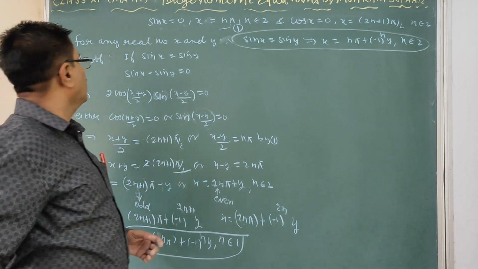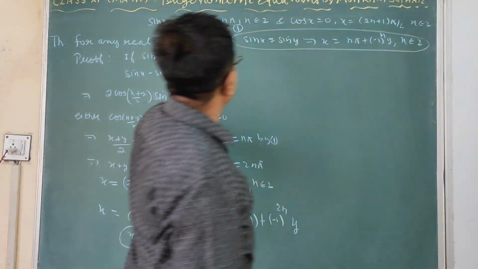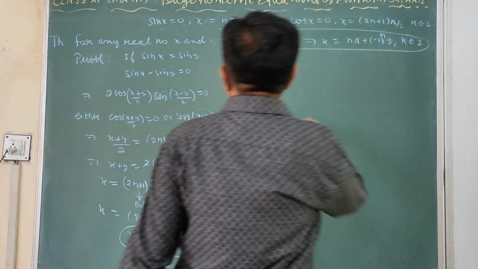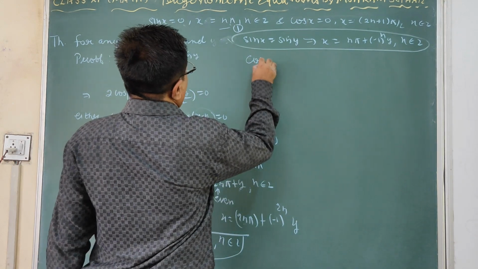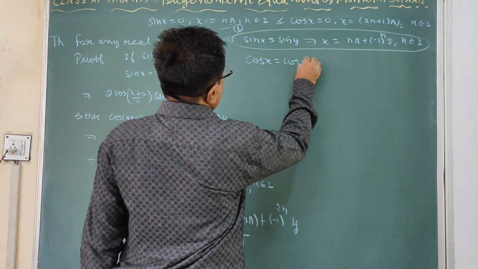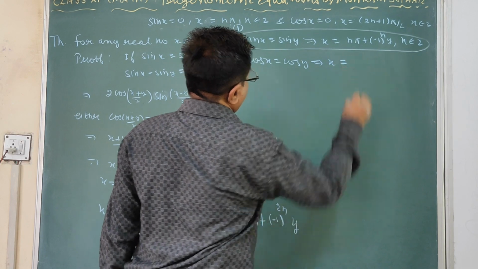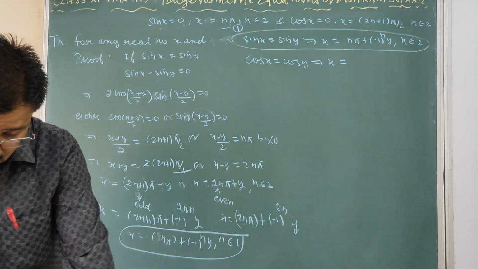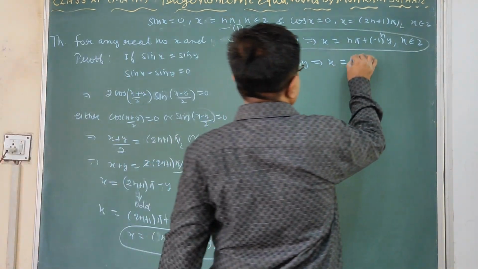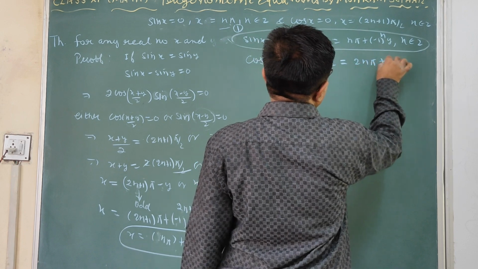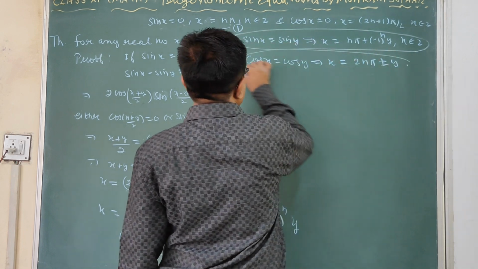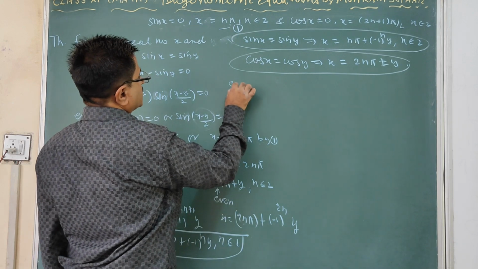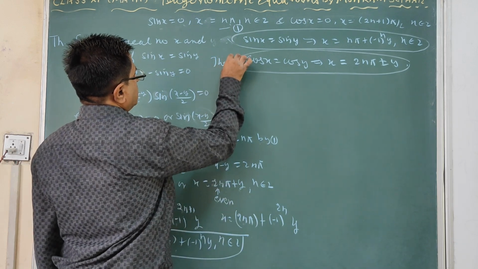Similarly, you can derive it for cos. Let me apply the same approach from sin to cos. You have to prove that if cos x equal to cos y, then x equal to 2n pi plus minus y. This formula we also derive similarly. So second theorem, this is theorem second.